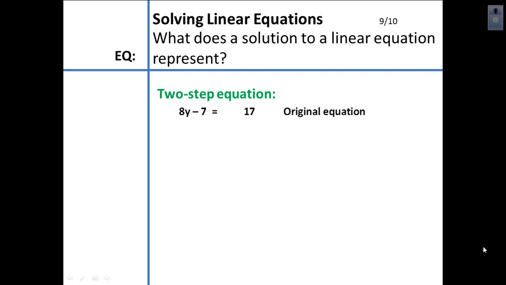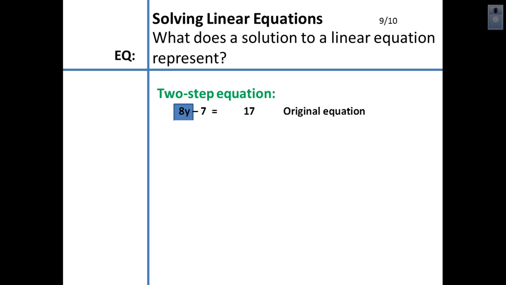Today we are going to look at solving two-step equations. Let's begin with 8y minus 7 equals 17. This is our original equation. Now, just like what we did with the one-step equation, we are going to highlight the term with the variable. Okay, so let's do that. We're going to highlight 8y. That means we are going to take care of that last.